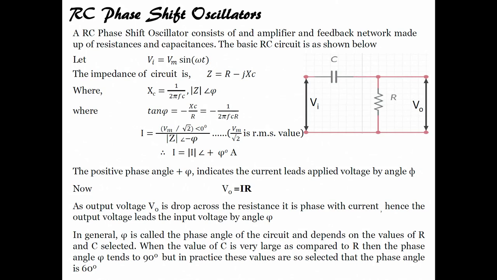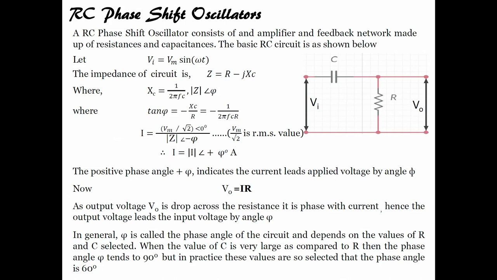If we discussed phase shift oscillators, or RC phase shift oscillators, it is in this particular configuration. You can see C and R. Now, if I work on the circuit and solve it, what will I have? Let Vi equal Vm sin omega t be the input, and the impedance is Z equals R minus jXC, where XC is nothing but 1 by 2 pi f C, and the angle of Z should be phi.